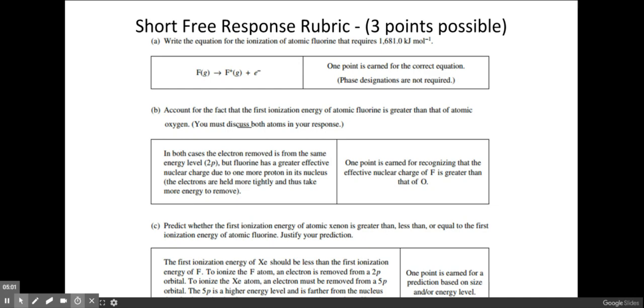But this can happen if you apply enough energy. So there's your correct answer for 1 point. For part B, account for the fact that the first ionization energy of atomic fluorine is greater than oxygen.